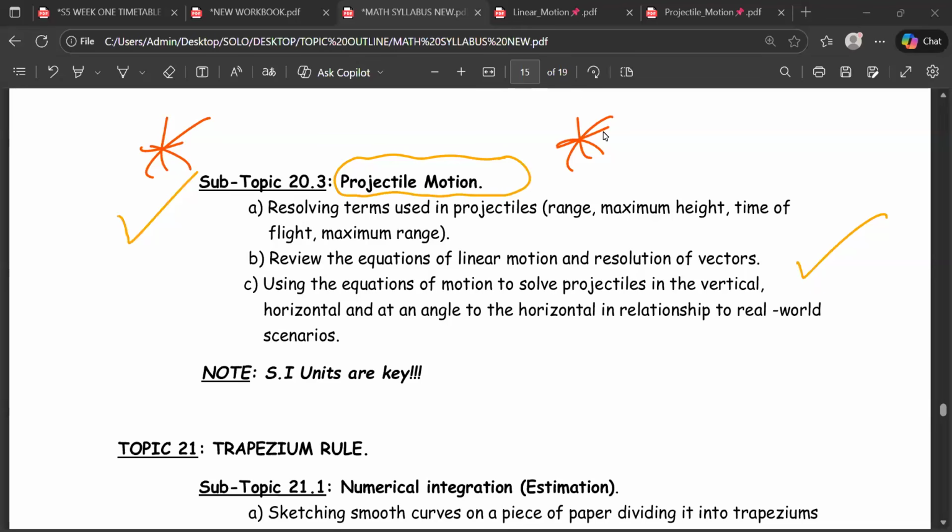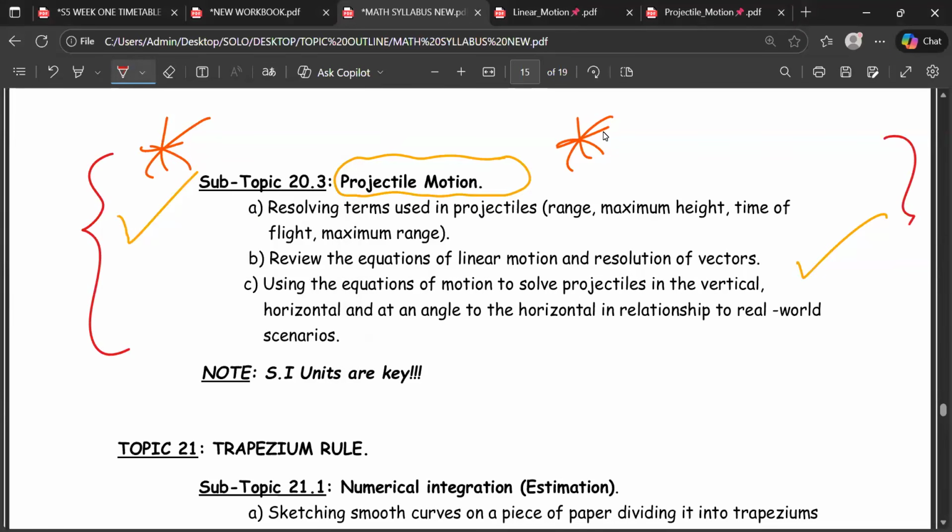Okay, thank you. So when you look at what the syllabus wants you to learn as far as projectile motion is concerned, they want you to resolve terms in projectile motion. Things like range, maximum height, time of flight, maximum range. They want you to review equations of motion. I want you people to look at this. Are you seeing part B?